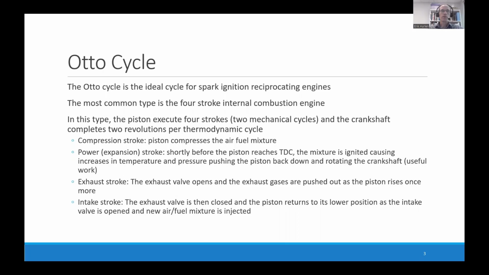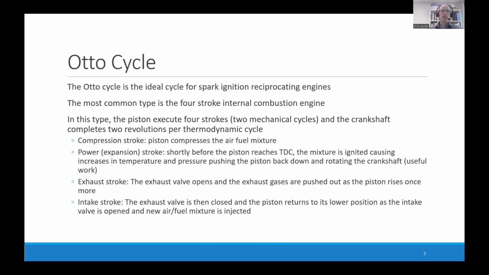The most common form of the Otto cycle is for the four-stroke internal combustion gasoline engine. As described by its name, there are 4 strokes involved in one complete cycle. Note that this then corresponds to 2 revolutions of the crankshaft for every 1 cycle. The 4 strokes are as follows. The compression stroke: the piston compresses the air-fuel mixture, increasing the pressure and temperature.